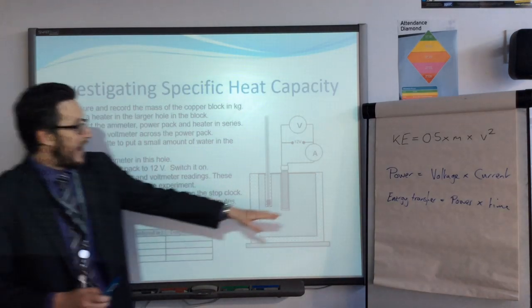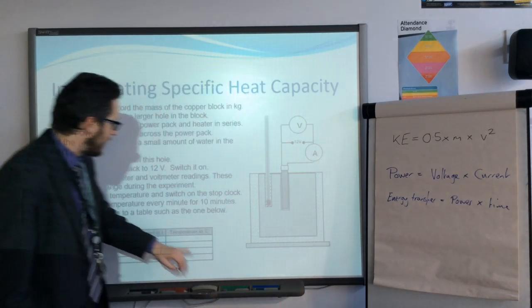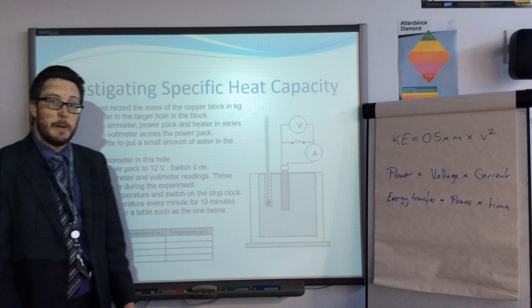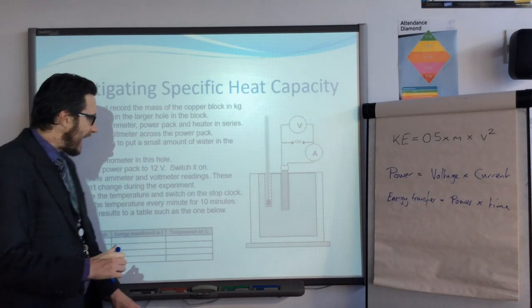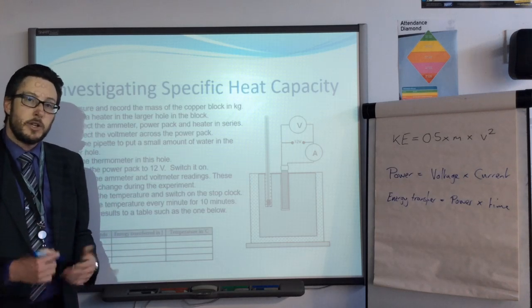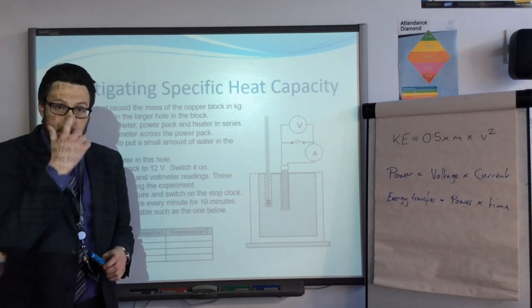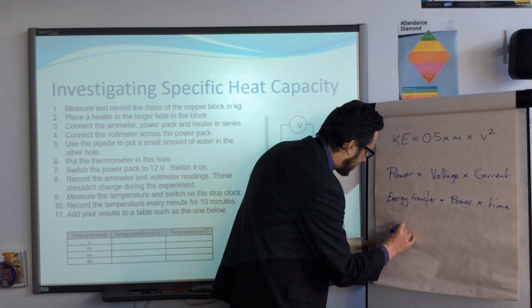So once you know your power from your voltage and your current, you can work out the energy transfer from the power multiplied by the time. Once you have those results, there's two things you can do. You can plot that into a graph, and the gradient of that graph is, it's a bit weird, but the specific heat capacity can be found.